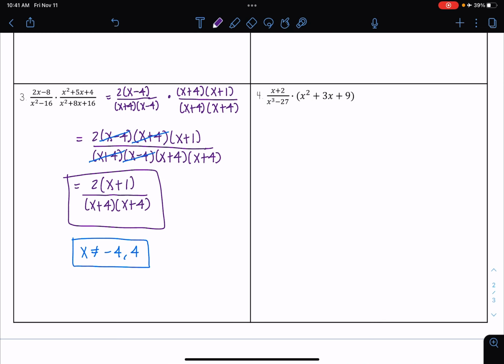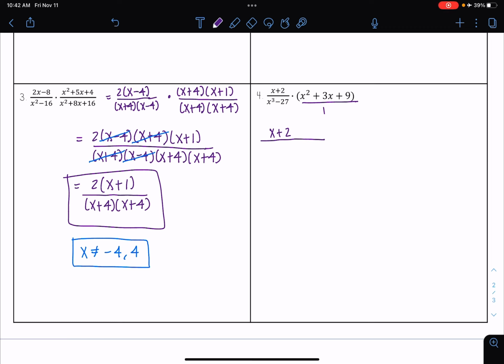Okay, now let's look at one last one. So here I have (x plus 2) over (x cubed minus 27) times (x squared plus 3x plus 9). So now I don't have a fraction on the right-hand side. That's okay, I can really think of this as being over 1. So when I rewrite this, I want to factor everything. So x plus 2, that can't be factored.